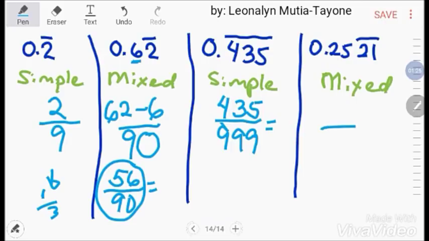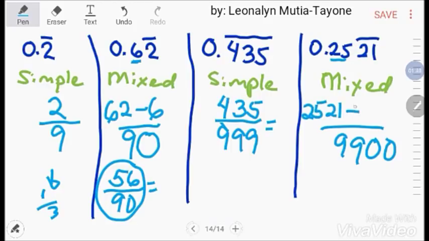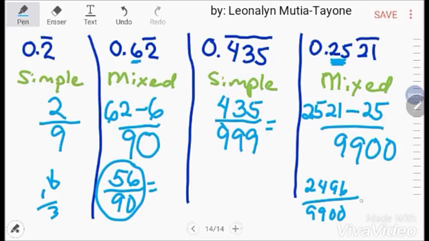Next, ito mixed. Dalawa ang repeating na number. So, dalawang 9. Mix man siya yung non-repeating dalawa rin. So, dalawa rin ang 0. Tapos, kopyahin yan, 2521, minus itong non-repeating 25. So, 2,521 minus 25 is 2,496 over 9900. So, kayo na mag-simplify dyan.